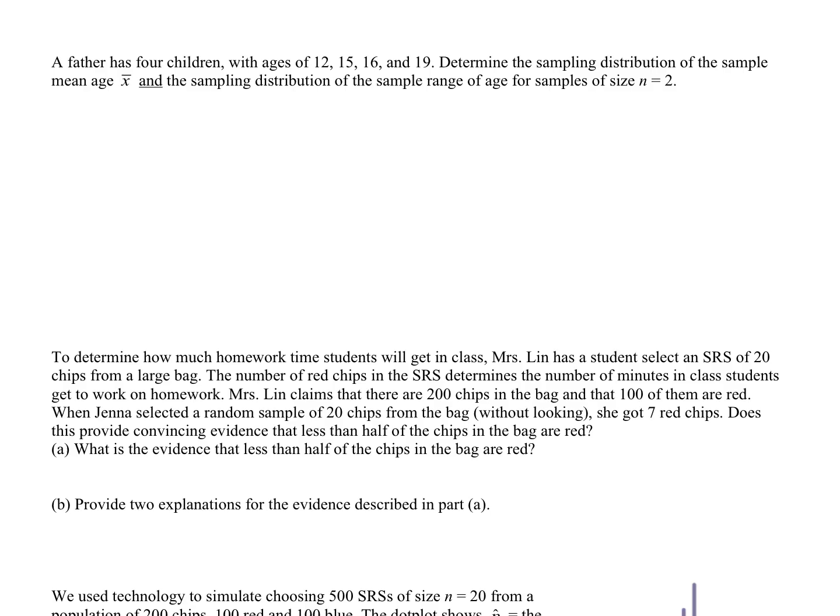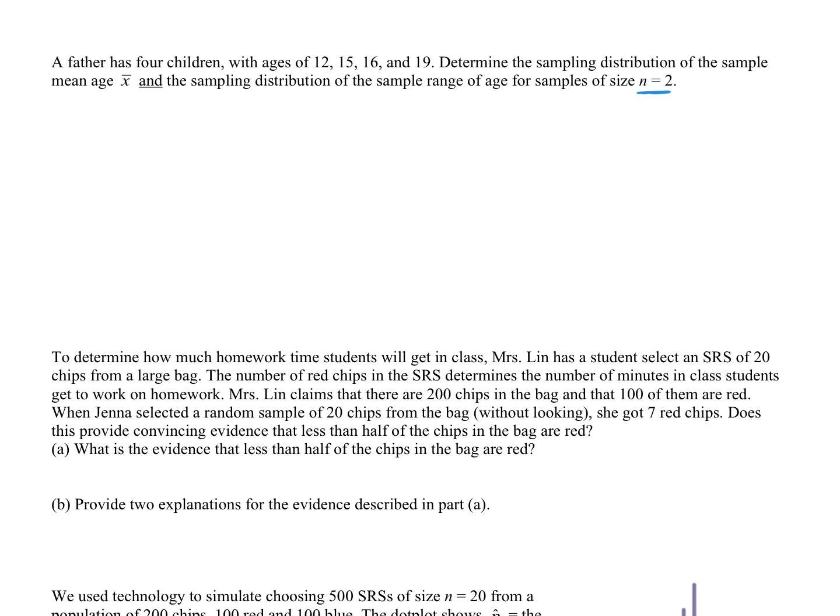Okay, so here is the example. A father has 4 children with ages of 12, 15, 16, and 19. Determine the sampling distribution of the sample mean age x bar and the sampling distribution of the sample range of ages for samples of size n equals 2. Okay, first thing that you're always going to do, if it's talking about a sampling distribution, we need to look at all samples of the same size. So we are looking at all samples of size 2.